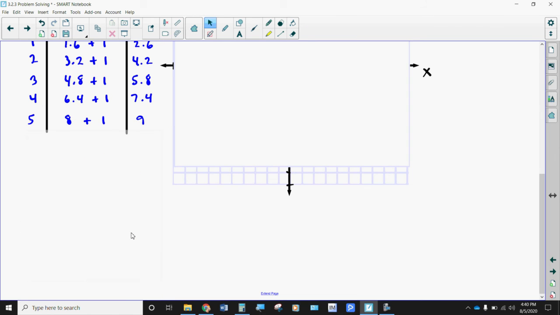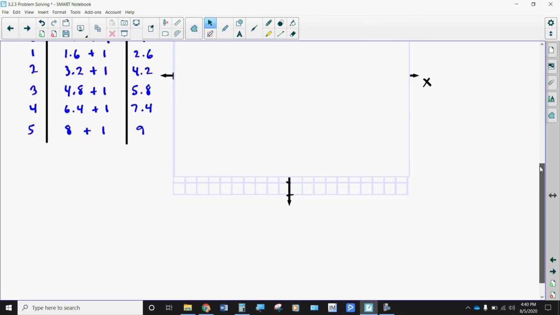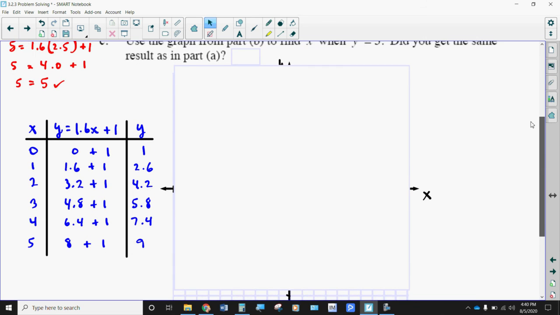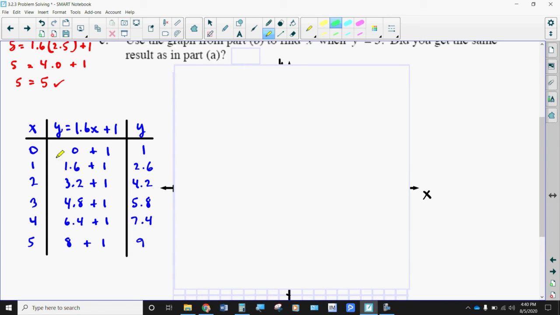Now, when I made the graph, I counted by ones on both my x and my y axis, and I chose to plot this point and plot this point. Those should be 2 easy points to find on your graph. Once you plot those 2 points, then you connect them with a line, and all of these other points should fall right on that line.